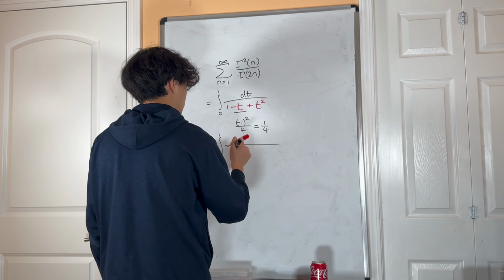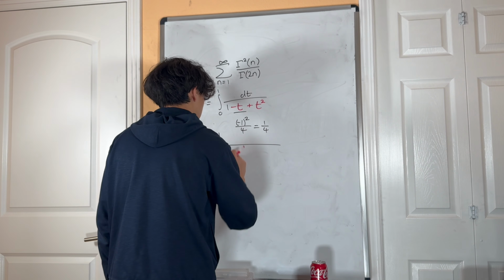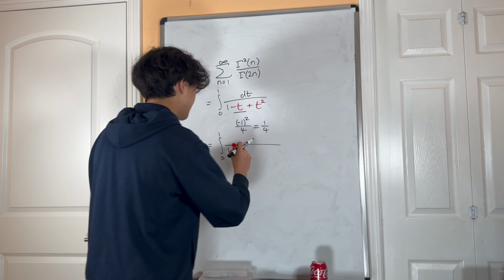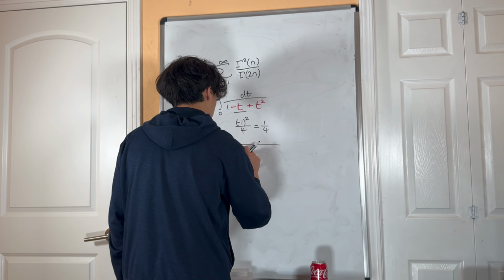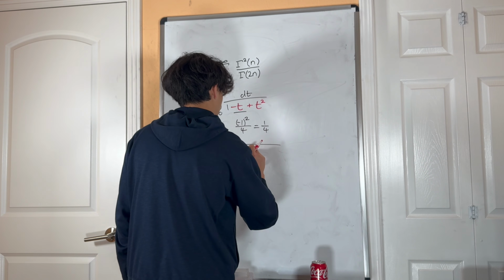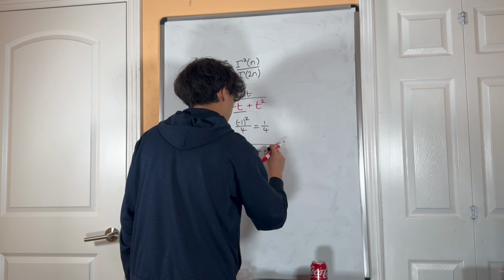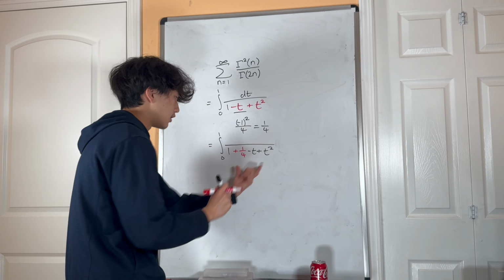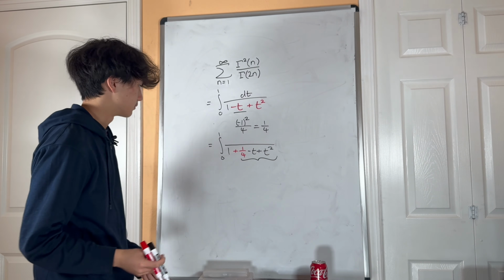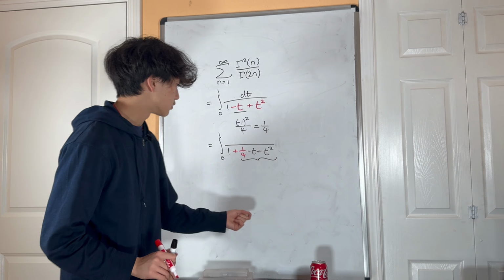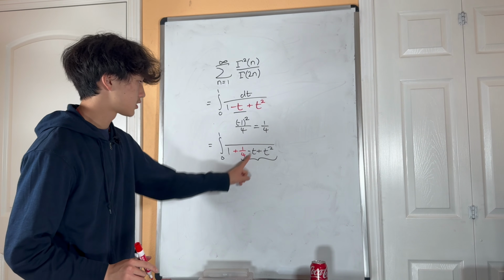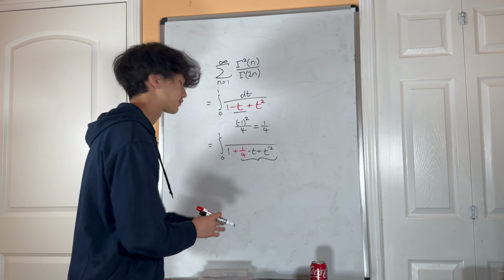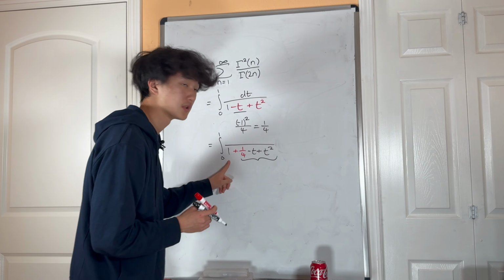That 1 is going to stay for now. We're going to want to add a 1 over 4 to complete the square, and then minus t plus t squared. So this now is a perfect square trinomial. But we also have to subtract away 1/4 to negate what happened here. So we're going to do that by subtracting it from this 1.